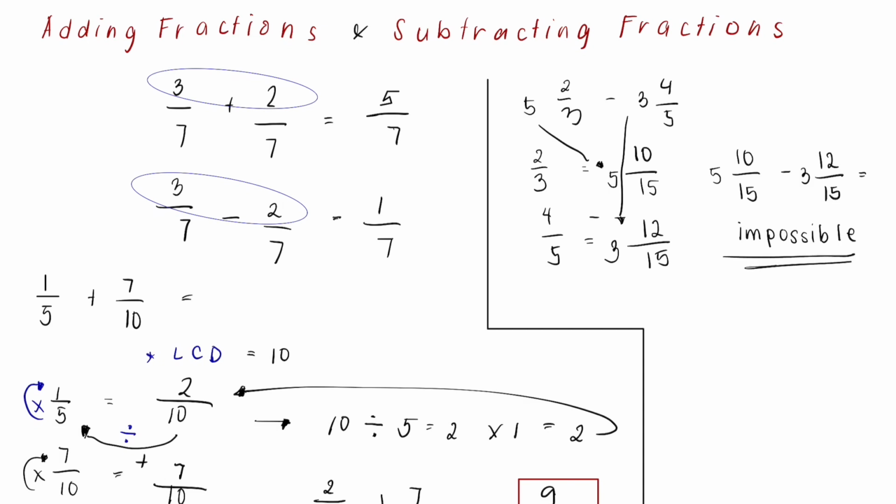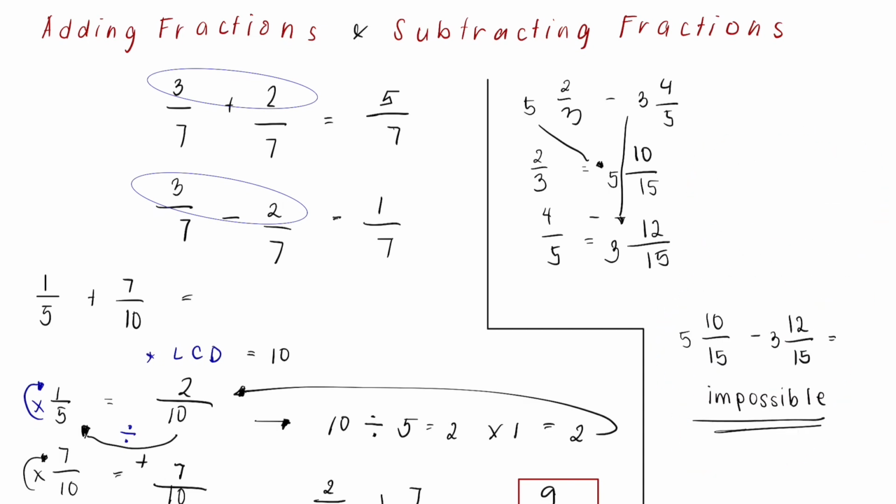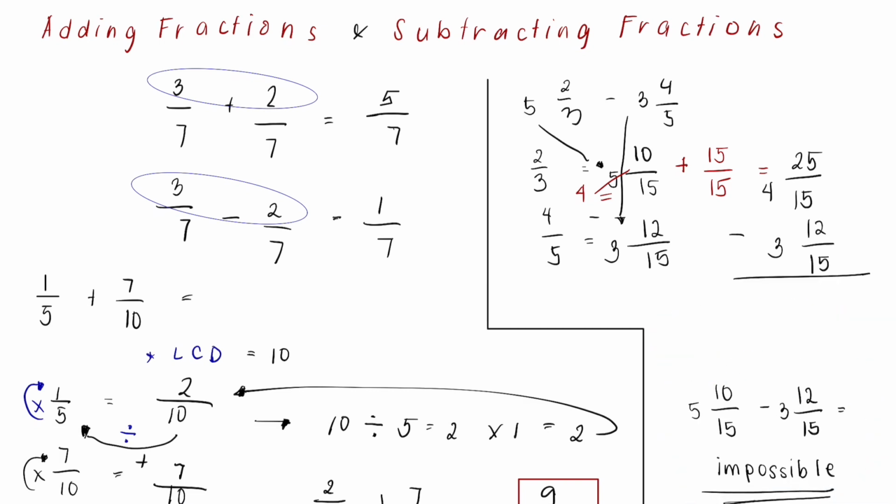But then it's impossible because 12 is greater than 10. So what we do is borrow 1 from the whole number 5, making it 4, and we add 15 over 15 to the 10 over 15, and we get 4 and 25 over 15. So now we can subtract.